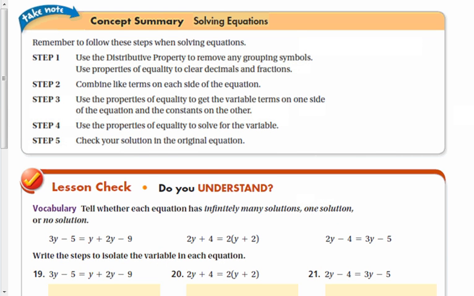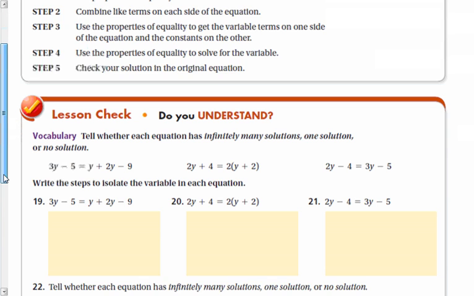All right, here's a concept summary you can use. So if you follow these steps, you should be successful most of the time solving your equation. Always remember to check your solution.